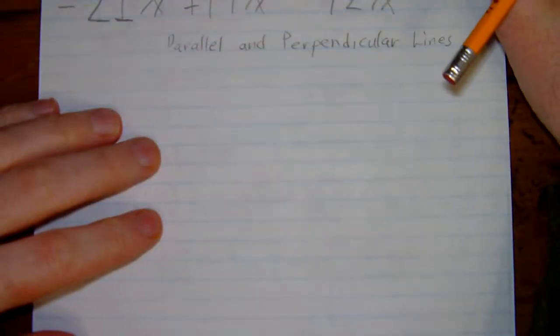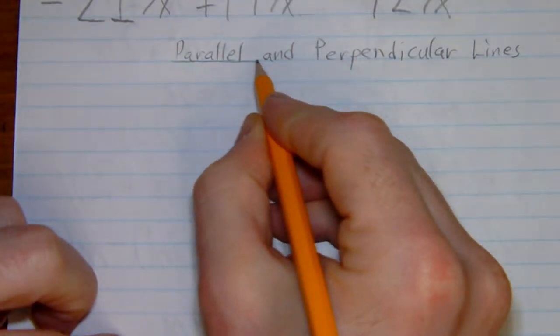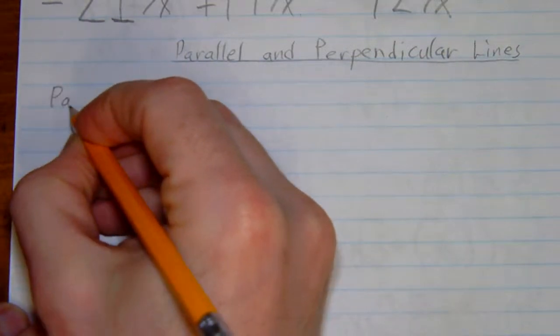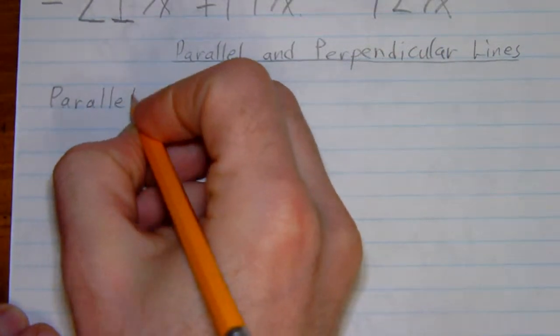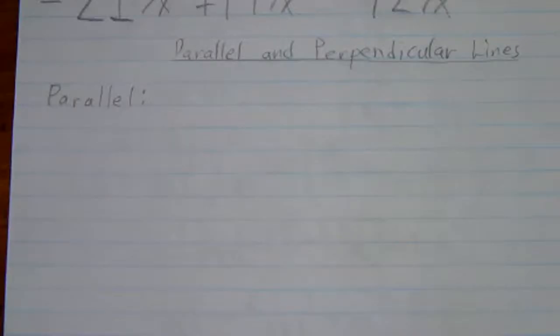Okay, so parallel and perpendicular lines. I'm going to zoom in. There we go. Yeah, and the most important thing that we want to say is about their slopes. So if we have two lines that are parallel, what can we say about their slopes? Hopefully it'll catch up. I'm going to try and keep the lesson pretty short.